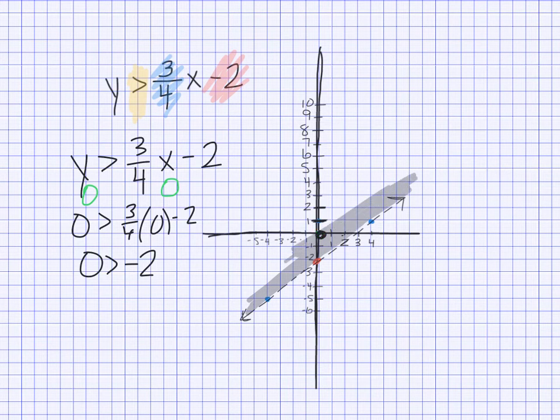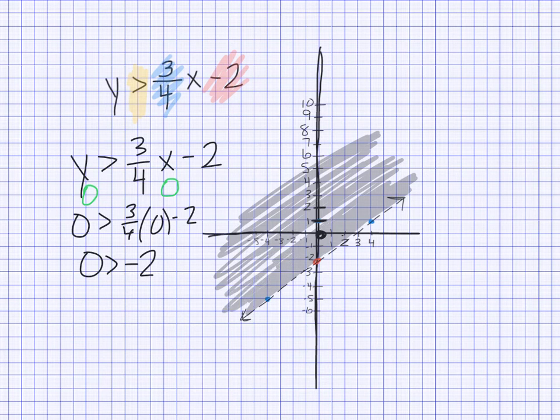Any point that you found on this side of the graph would make your inequality true. That's why it's easy to test the point 0, 0, because then you can easily see if this side works or not. Now if 0, 0 didn't work for us, that's actually not a bad thing. That just means the other side of the line would be shaded. So that's how you graph a two-variable inequality.